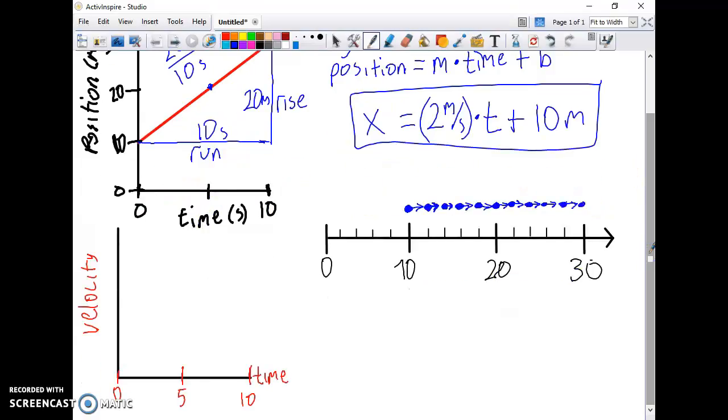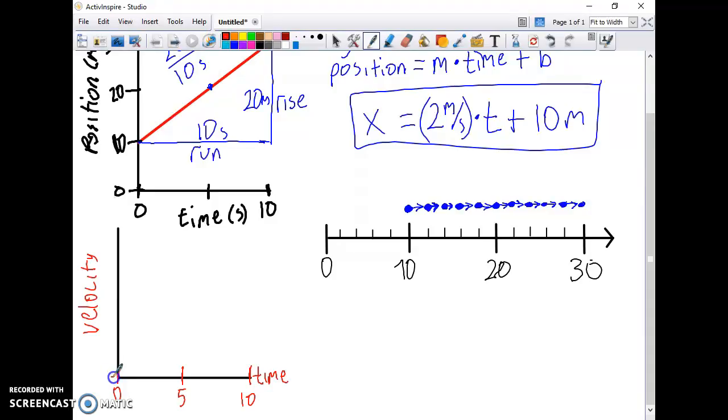Now let's make a velocity time graph. The velocity time graph is unique from the position time graph. What is happening to the velocity? Is the velocity changing, or is the velocity staying constant? And we know that the object every second goes 2 meters. So to answer that, the velocity is staying constant. On our velocity time graph, we need to show that the velocity stays constant. The velocity does not change. And the velocity is always 2 meters per second.